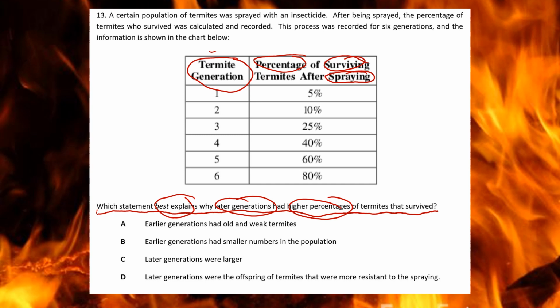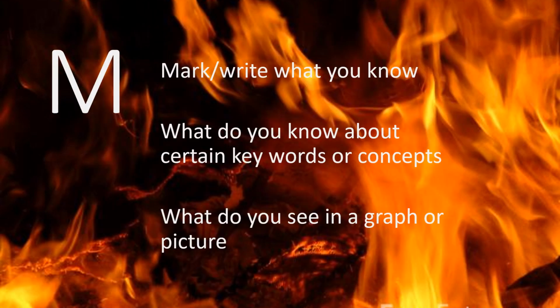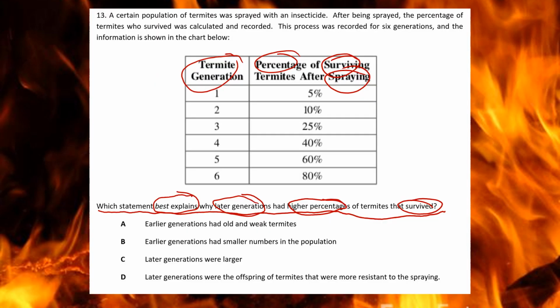So next, M, mark and write what you know. What do you know about certain keywords or concepts? And what do you see in the graph or picture? So ultimately, our question is asking, why are these down here, these later generations, surviving?